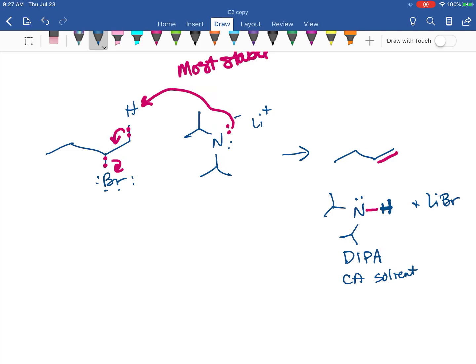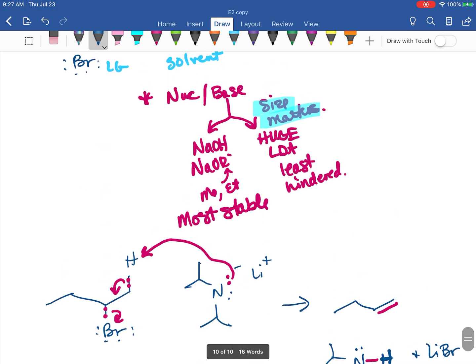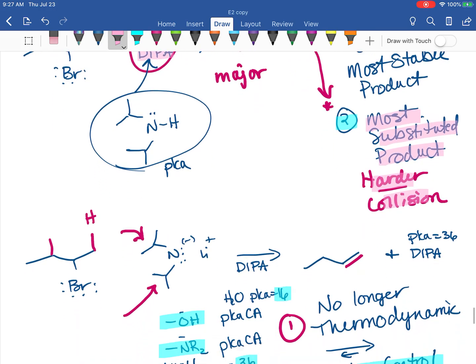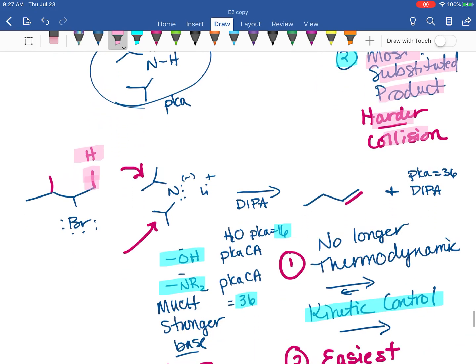Okay, I love it. So we still have the exact same mechanism with our E2. The only difference when we ramped up our game and we switched to nitrogen instead of oxygen in our base, we now switch to something called kinetic control. Much faster reaction, much stronger base, and our base is huge. So what we did was take this list up here of our thermodynamic control and our most substituted product, and we switched both of those. We took advantage of both. We swapped from thermodynamic control and we ended up with a nice stronger base and gave us kinetic control. And then we took advantage, that most substituted product had the harder collision. So let's use a huge base and select the easier collision. And then you can select that product.